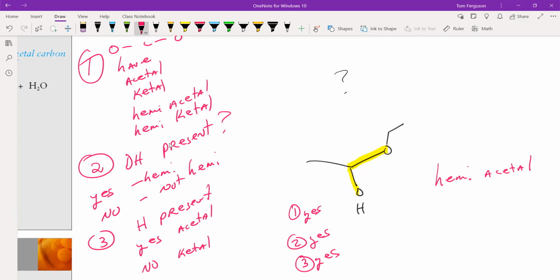I have a question for 3. How do you tell if there's an H or not? I'm trying to remember. How many bonds does carbon have? 4. Okay, we have 1, 2, 3. The 4th one is the H. Okay. Got it. Thank you. So that's a hemiacetal. The question now is, what are the reactions? How can I make that? But let's do some more practice here.